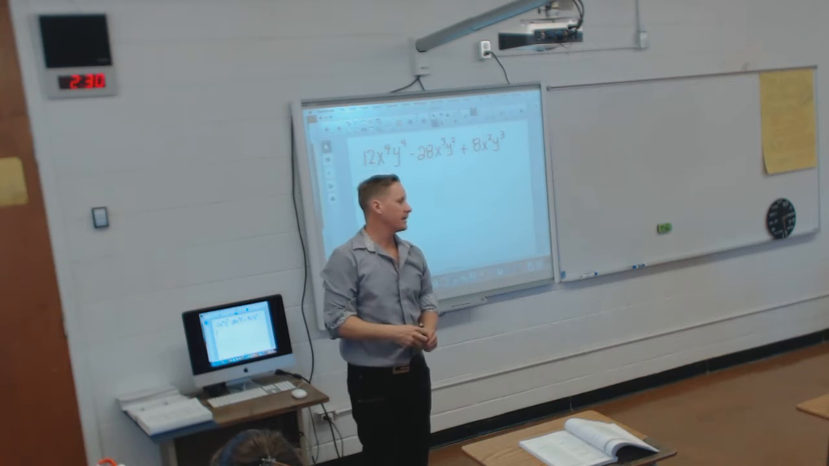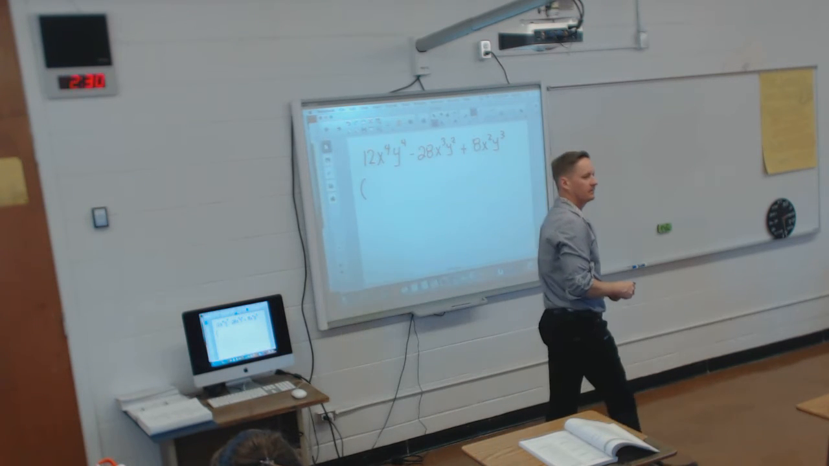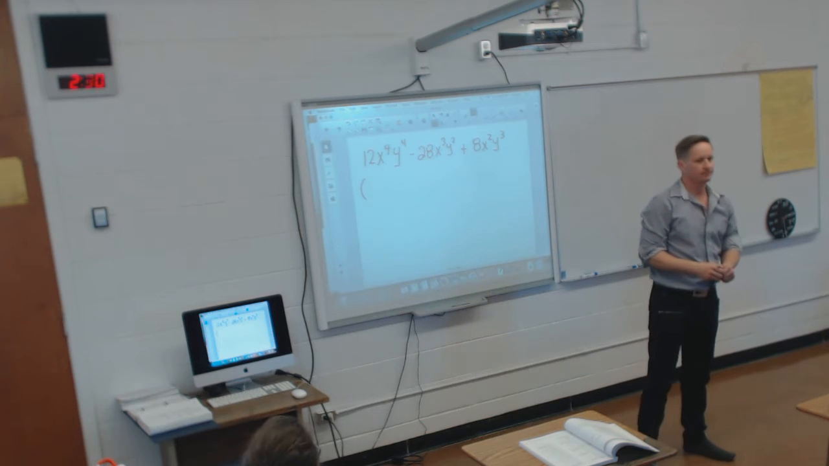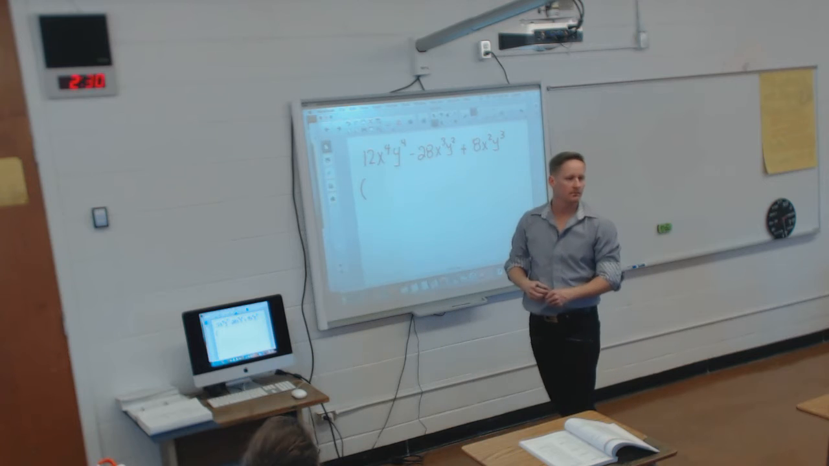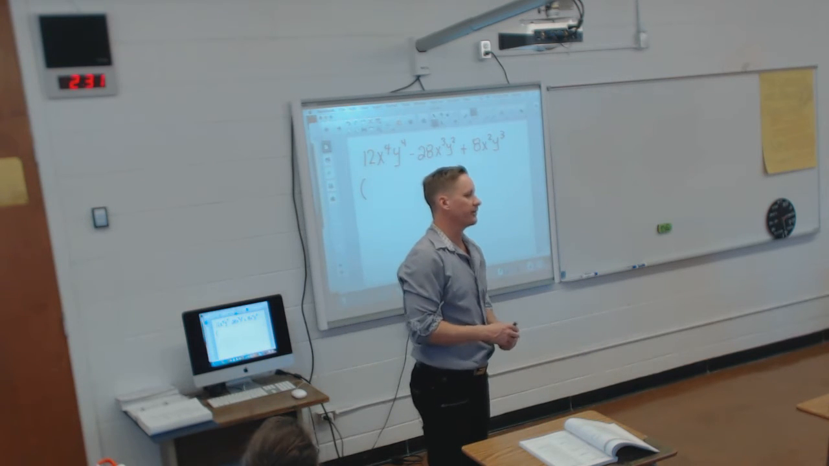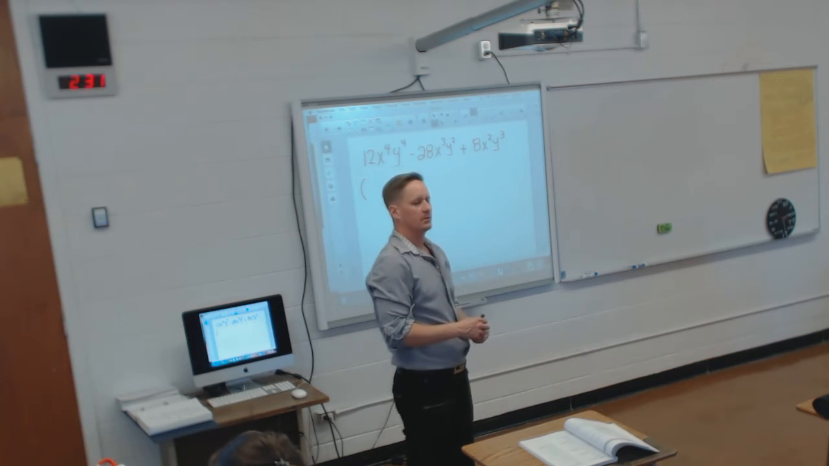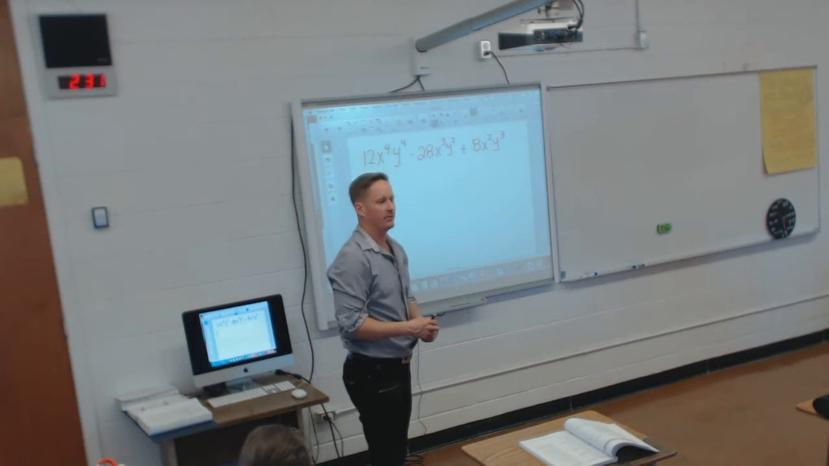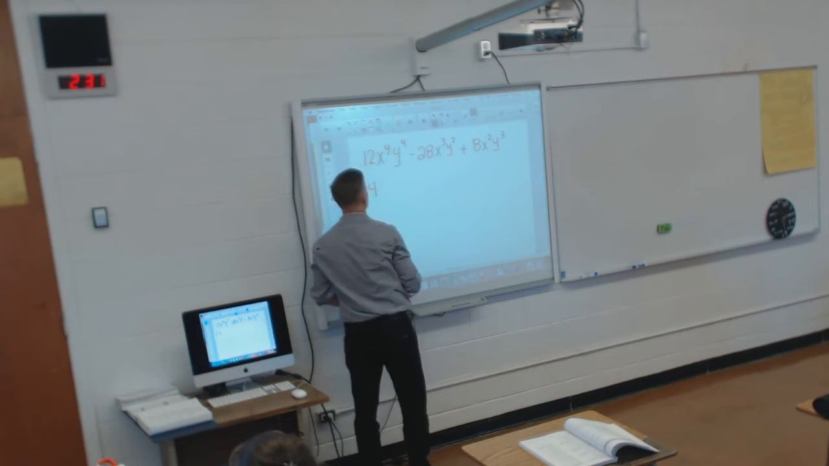What's the largest value that goes into 12, 28, and 8? 4? Anybody disagree with that? We're all okay? 8 doesn't go into all 3? No, it doesn't. 12 divided by 8 is not an even number. 28 divided by 8 is not an even number. The largest value that goes in is 4.